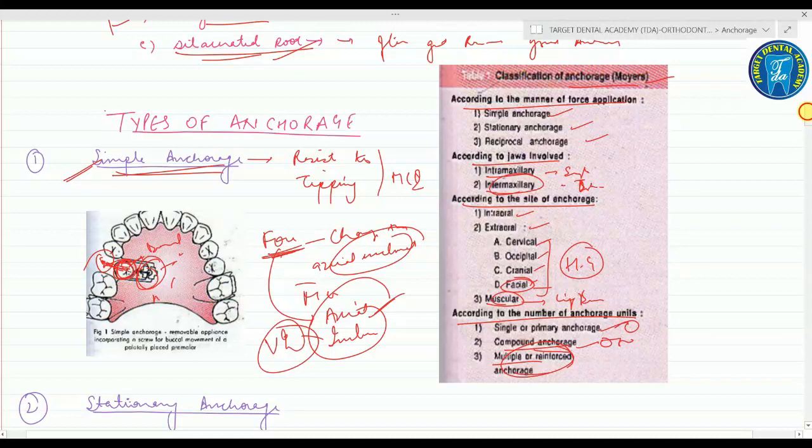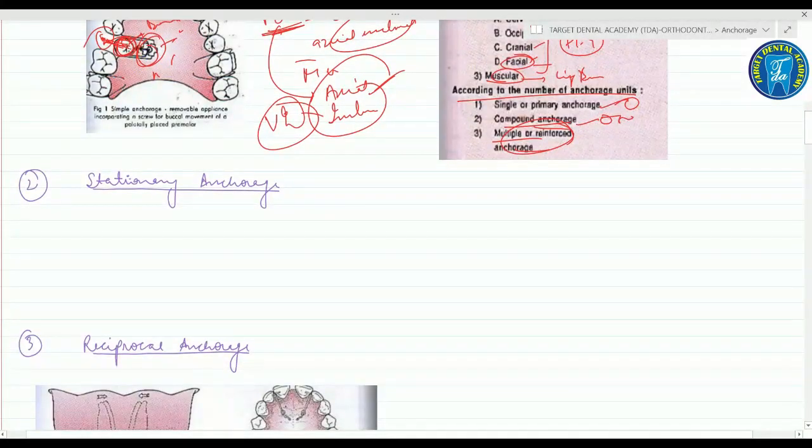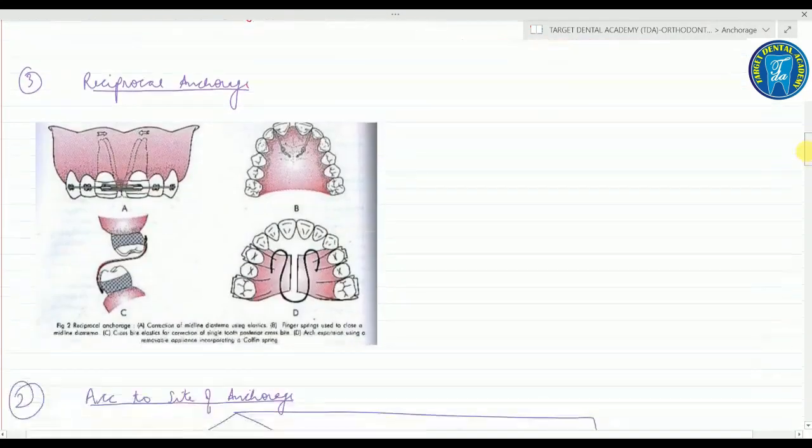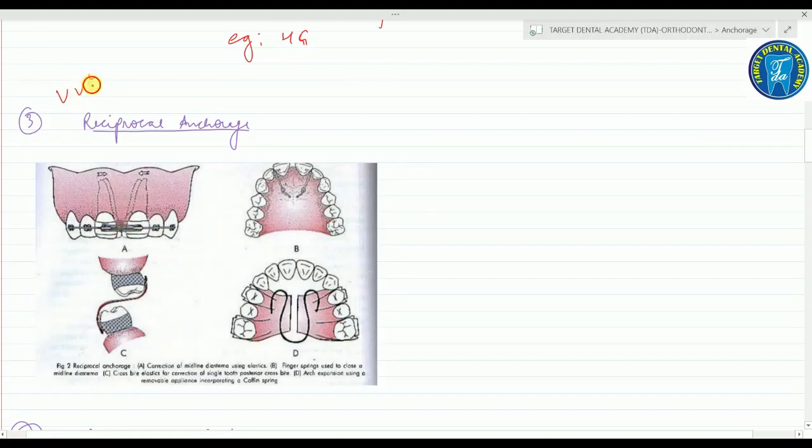Fine. So second is the stationary anchorage. It is resistant to bodily movement. Fine. Examples are the headgears. Important. So after this, a very important anchorage is the reciprocal anchorage. Commonly asked MCQs come from the reciprocal anchorage. So what is reciprocal anchorage?